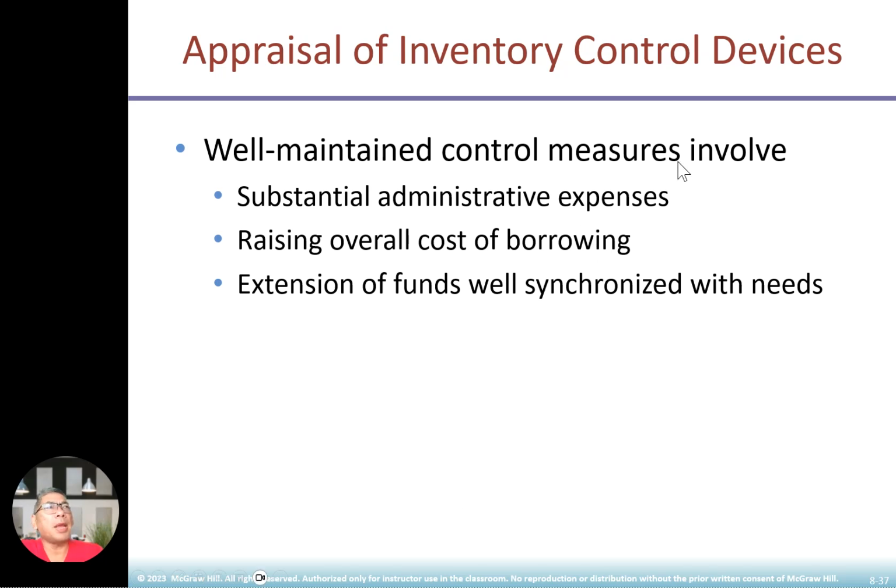Appraisal of inventory, a control device, and a control user must be involved. Substantial administrative expense. I agree, this is a lot of paperwork, raising the overall cost of borrowing. That's correct. Extension of funds is done well when needed, because the administrative cost is very high if you do inventory financing. There's high turnover. Can you imagine if you are operating a Canadian Tire store, how much inventory you have to track? That's a lot of paperwork.